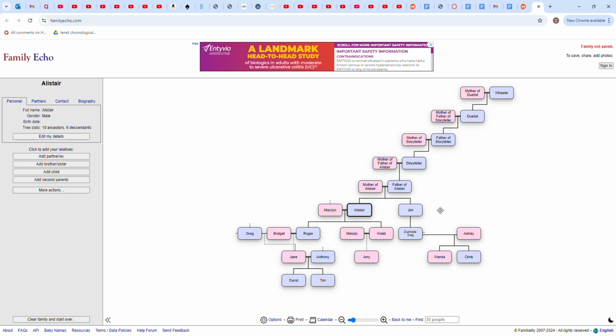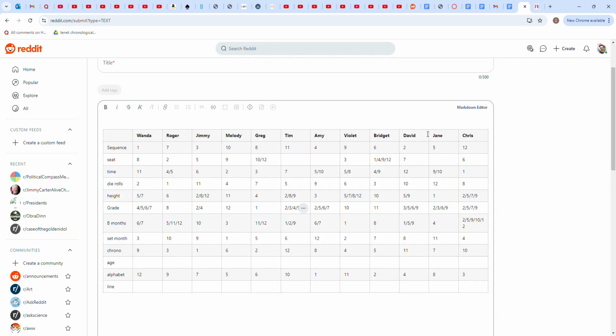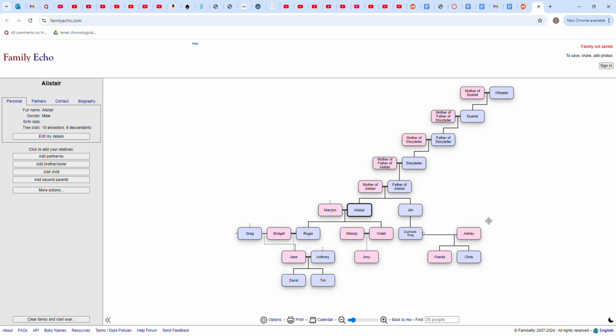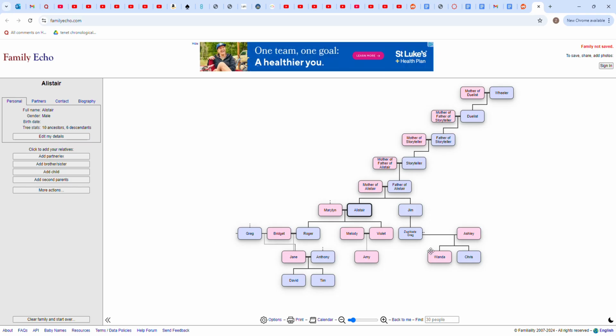We don't necessarily know that someone at a higher generation is going to be older than someone in a lower generation, but we can figure out some of these relative placements fairly easily. We have basically 4 generations we need to look at. We have this generation, which is going to contain 5 different people: Greg, Bridget, Roger, Melody, and Violet.